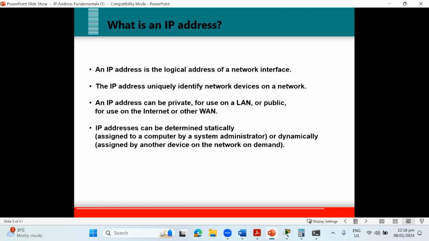Sabi natin, IP address can be determined, statically assigned by an administrator, or dynamically. Sabihin ng statically, tayo mag-input ng certain IP address. Kaya sabi natin kanina, the IP address is a logical address, which means pwede siyang ma-configure, pwede siyang palitan. You can configure it manually or you can configure it dynamically, automatically. Depende na lang sa availability ng component natin.